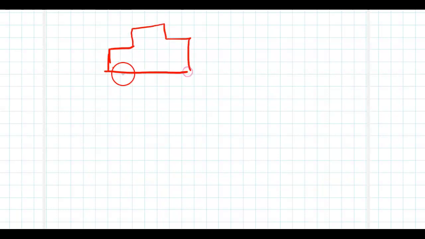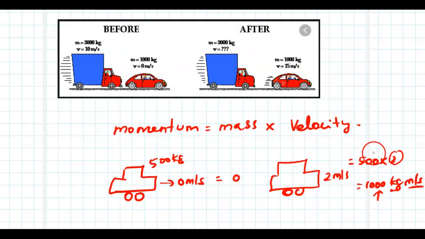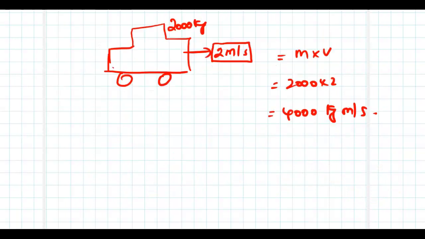Now you are dealing with the truck and the same speed. The truck mass is 2000 kilograms and the object is moving at the same speed. Now if you multiply mass and velocity, 2000 multiplied by 2, here 4000 kilogram meter per second. Now you see here, compare the value. Here 1000 kilogram meter per second, here 4000 kilogram meter per second.